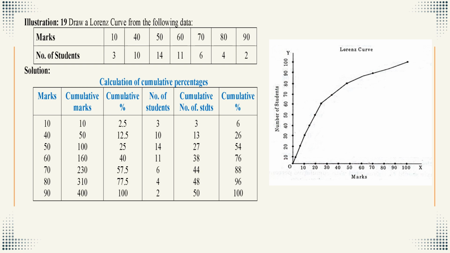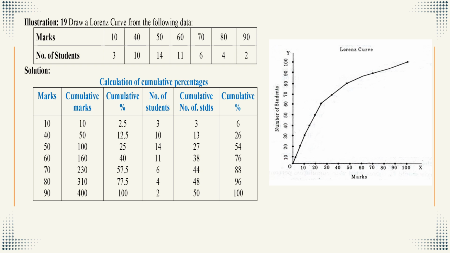That means that value is 10 by 400 into 100. 400 is the total value. Like that, 50 by 400 into 100, that is 12.5. 100 by 400 into 100 equal to 25. And 160 by 400 into 100, 40. 230 by 400 into 100, 57.5. 310 by 400 into 100 equal to 77.5. 400 by 400 into 100 is 100.